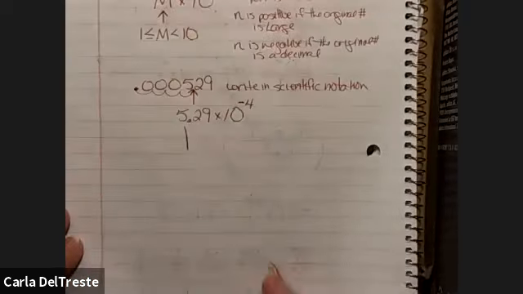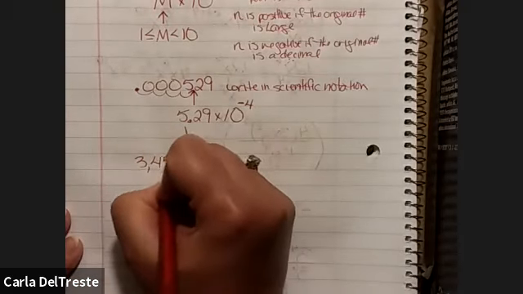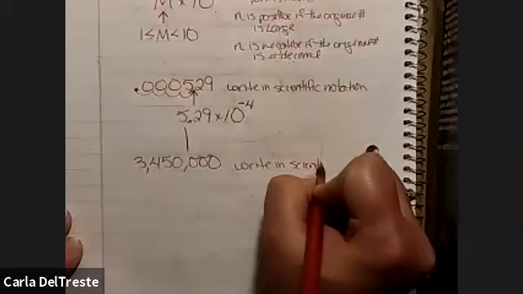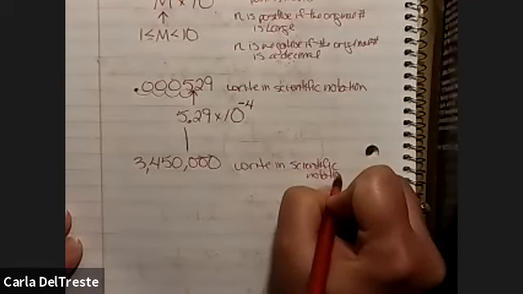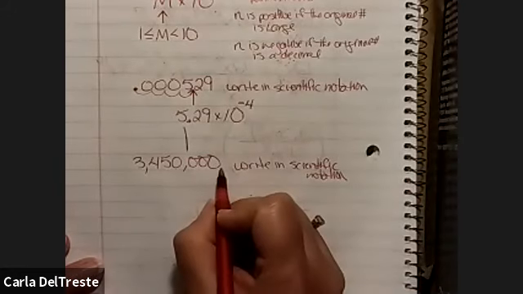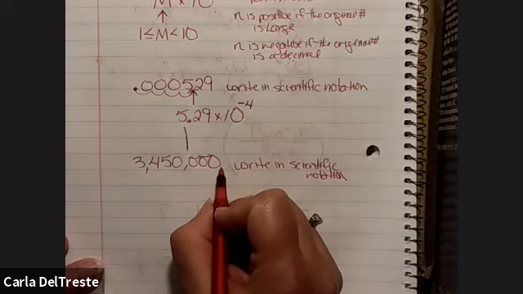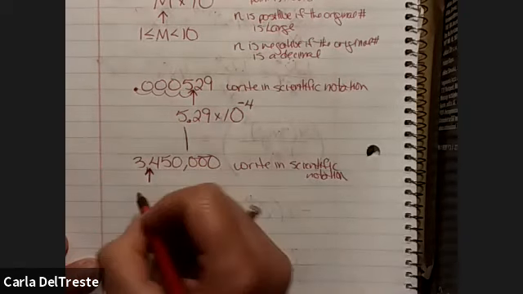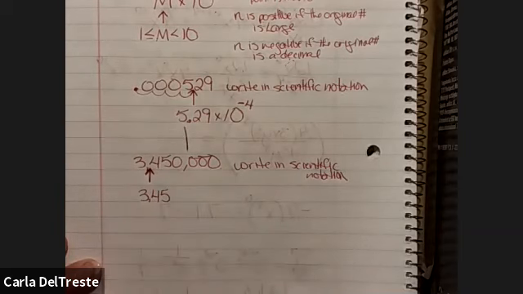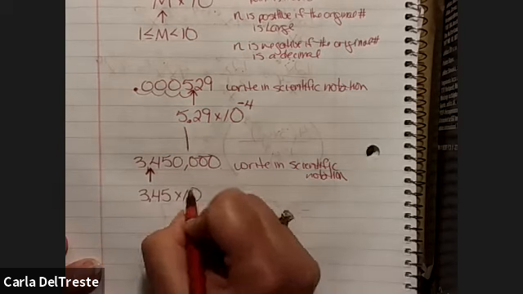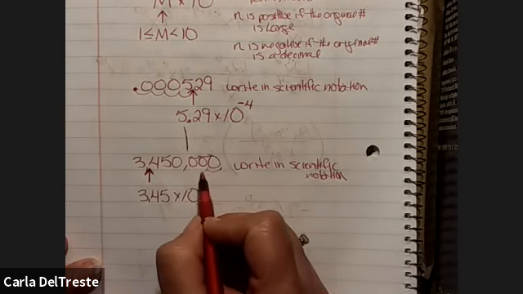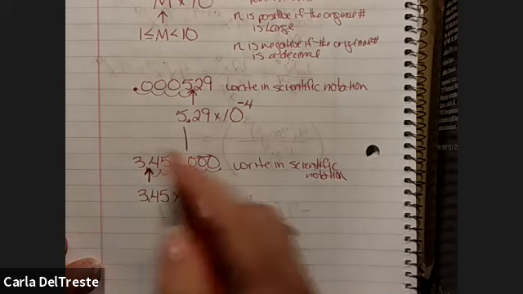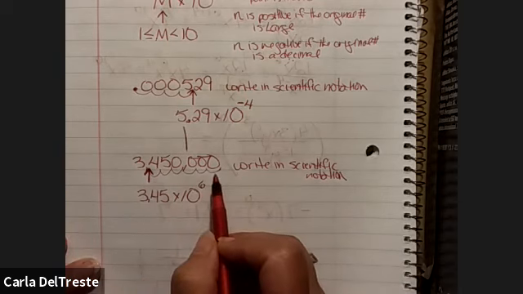Let's do a large one to see. I want to take 3,450,000, and I want to write it in scientific notation. Right now, the decimal point is here. I want to create a number between 1 and 10, so I would like the decimal point to be here. That's going to give me a new number of 3.45 times 10. How many places did we have to move it? 1, 2, 3, 4, 5, 6. So to the 6th power. And it's going to stay a positive 6 because this is very large. It's a very large number.